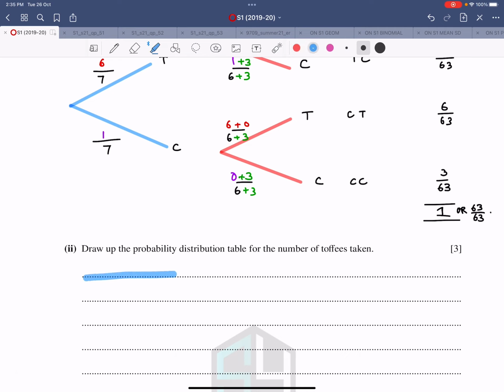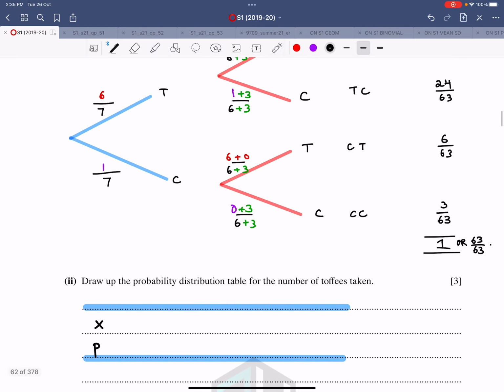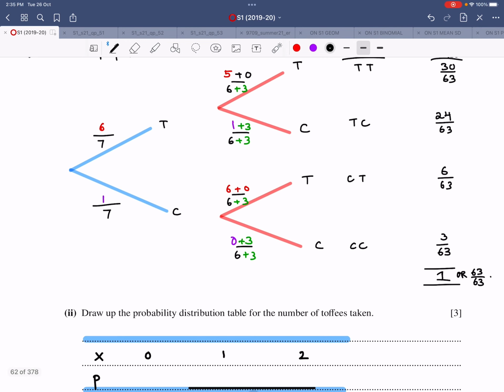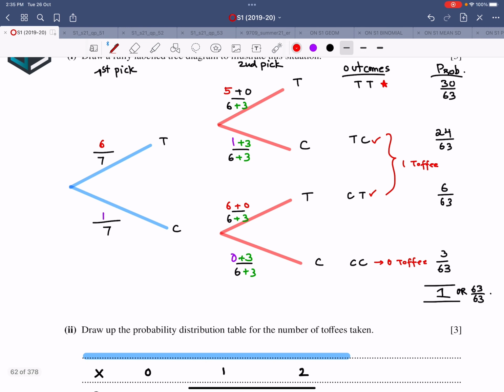Now for the number of toffees taken, I make up a table, and the table should have X and the corresponding value of probability. There could be 0 toffees, there could be 1 toffee, there could be 2 toffees. 0 toffee means both chocolate. So this one is 0 toffee. And these two make up 1 toffee. And this option is double toffee or 2 toffees.